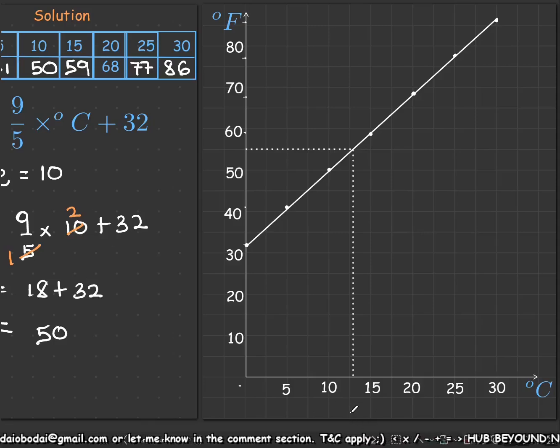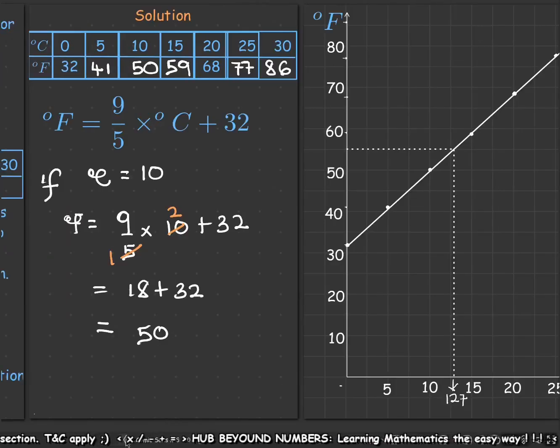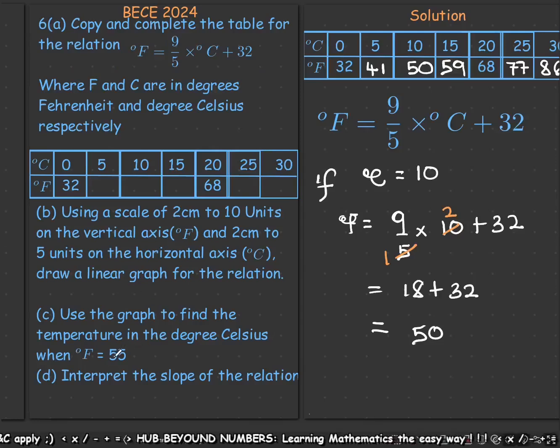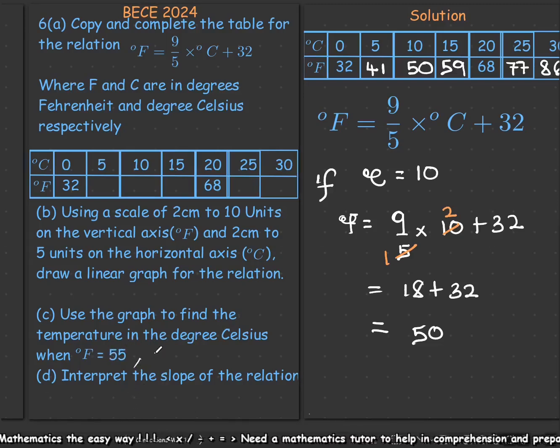Okay, so this point here is our 12.7, and then that is it. Hence we go to the question and say from graph, you see. So in answering this question, you say from graph, if degree Fahrenheit is 55, then degrees Celsius is actually 12.7. 12 point what? 7. And that is it.